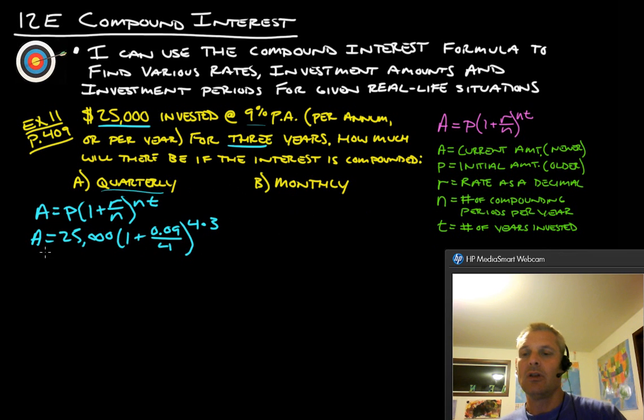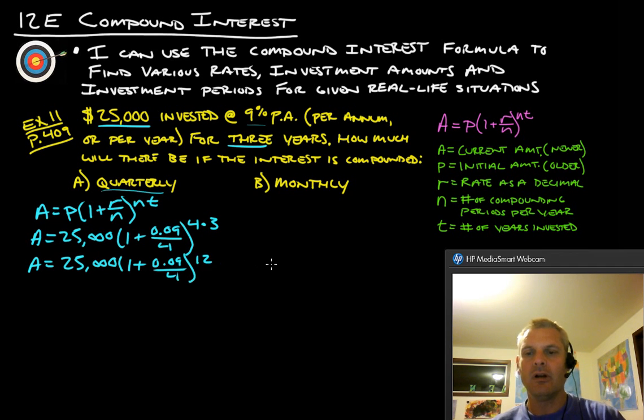Okay. So again, before putting it into the calculator, it's going to make your life a lot less painful if you just simplify the power here first. So it's really 25,000 times 1 plus 0.09 divided by 4, all to the 12th.